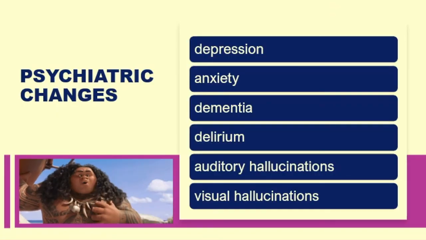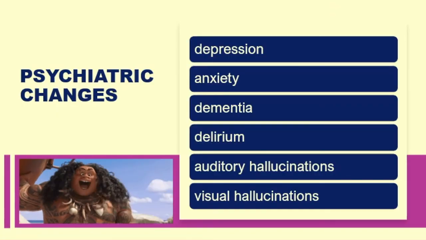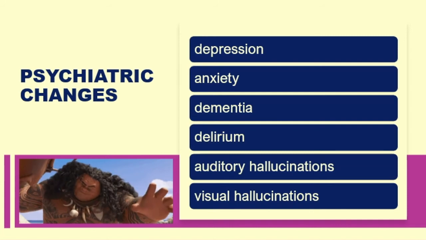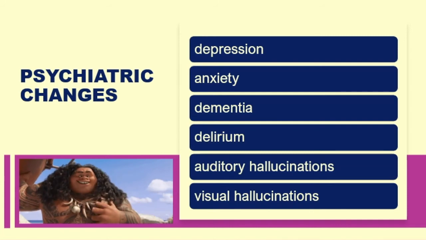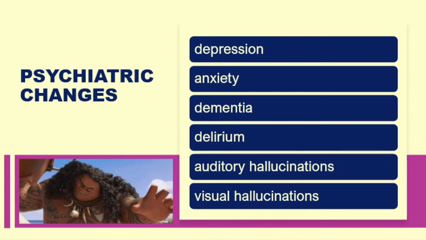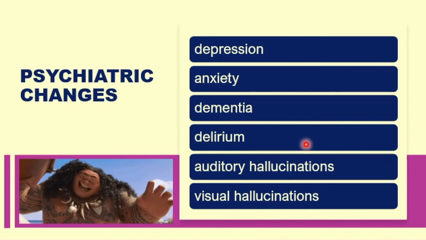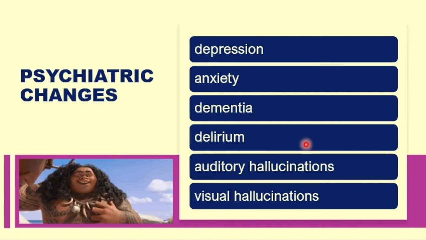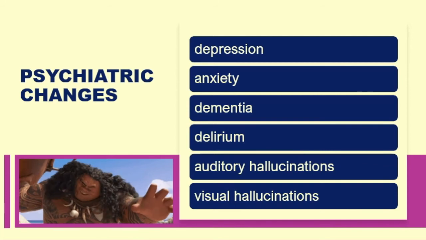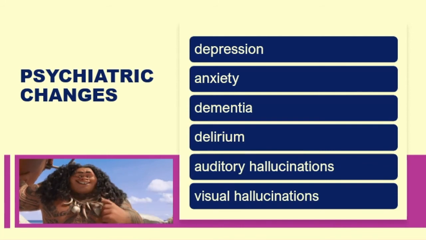Then psychiatric changes. You need to watch out for this. Depression, anxiety, dementia, delirium, auditory hallucinations, and visual hallucinations. The presence of psychiatric changes, especially that of dementia, delirium, auditory hallucinations, and visual hallucinations may be minimal, class. However, you still need to monitor because this may be life-threatening on the part of your patient.